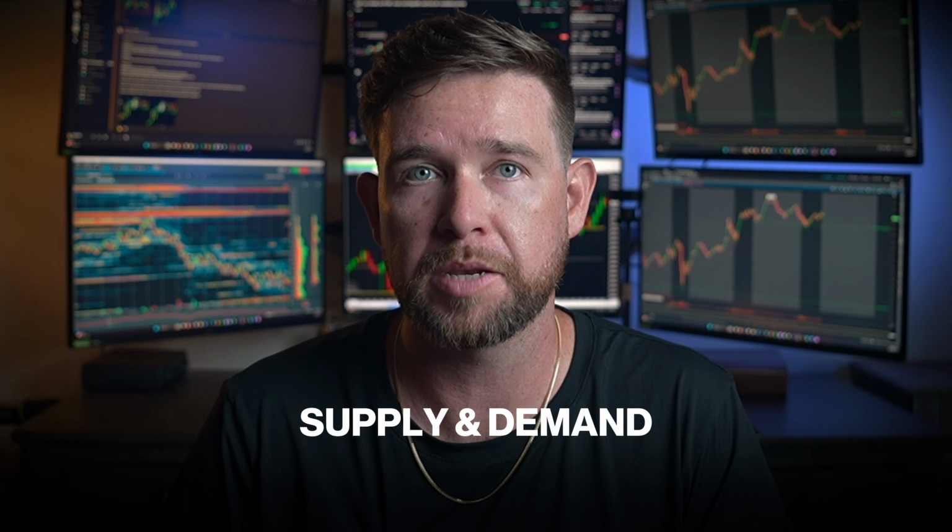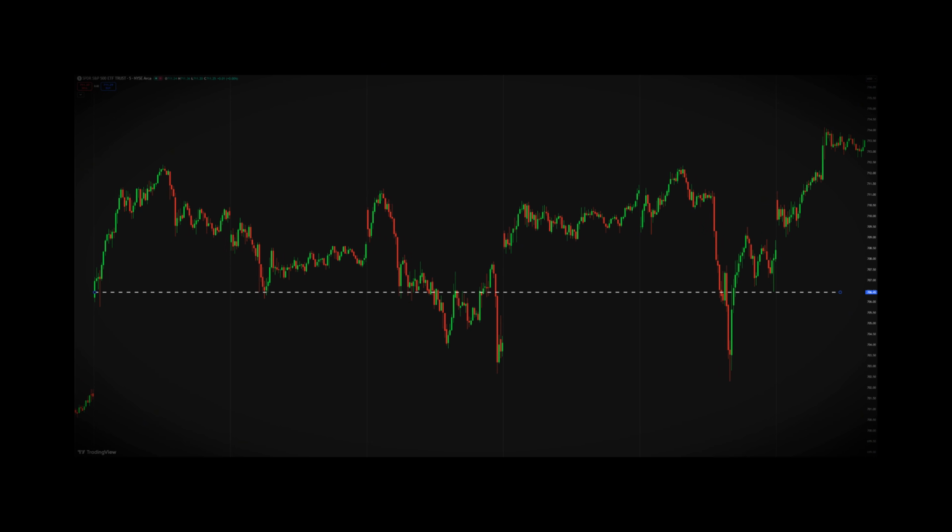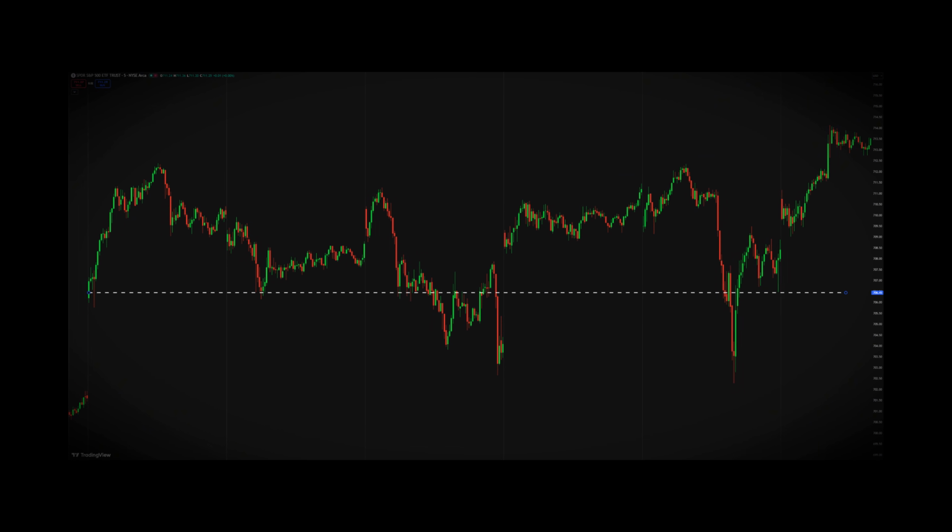For a long time, I was drawing lines on my chart and hoping they'd hold. Support and resistance, supply and demand. Price gets to the level, and I'm sitting there watching, waiting to see which way it breaks. No real conviction, no real reason, just a line based on where price had been before.